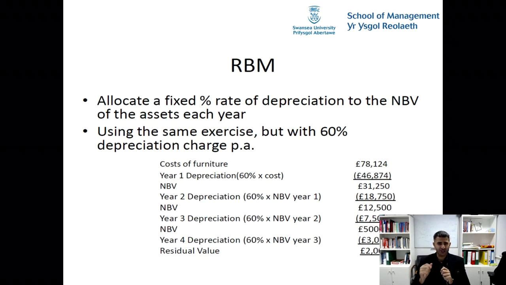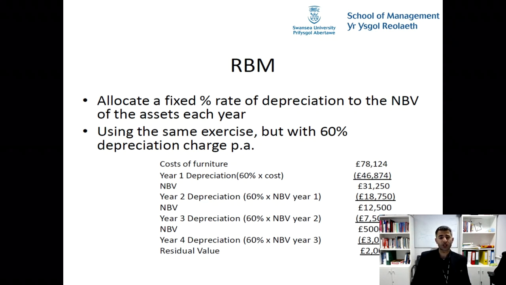If we use the same exercise, if you remember the first one about the furniture, did you remember the furniture? £78,124, do you remember? Yeah, for 4 years. So we do the same exercise, but the only extra information here is that there is a 60% depreciation charge. So now how can you calculate depreciation and net book value using the reducing balance method? Right, let's have a look.